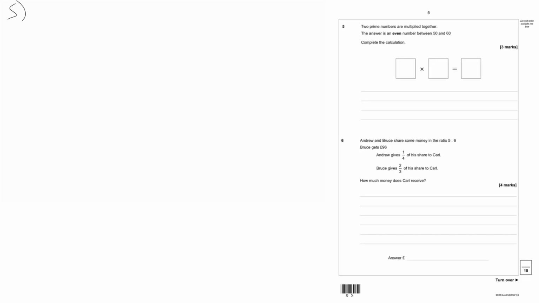So moving on to question 5, we're told that two prime numbers are multiplied together. The answer is an even number between 50 and 60. If we remember, a prime number is a number which can only be divided by 1 and itself. So probably the easiest way to do this, let's just list out some prime numbers. So 2, 3, 5, 7, 11, 13, 17, 19, 23, 29.